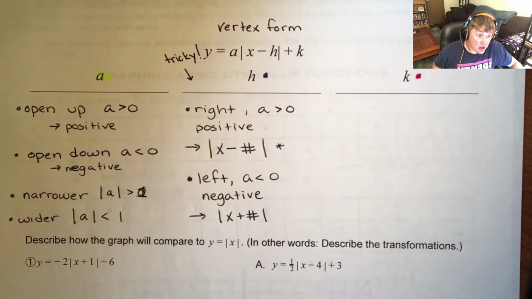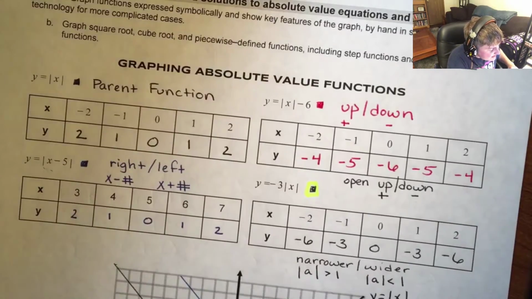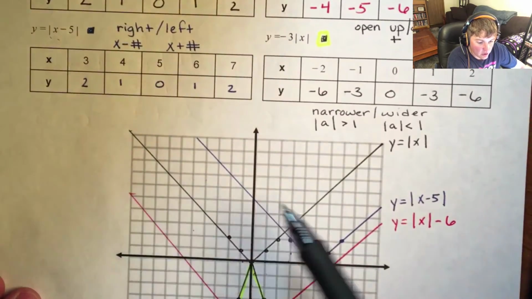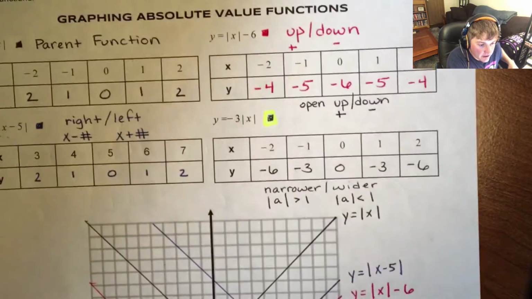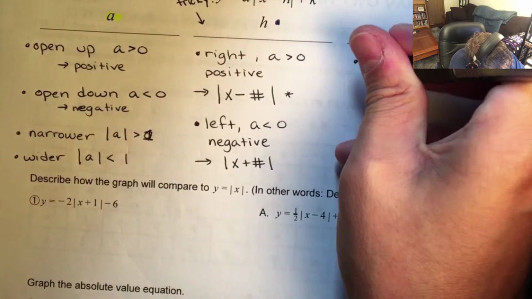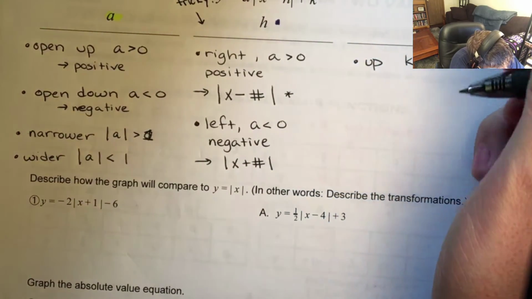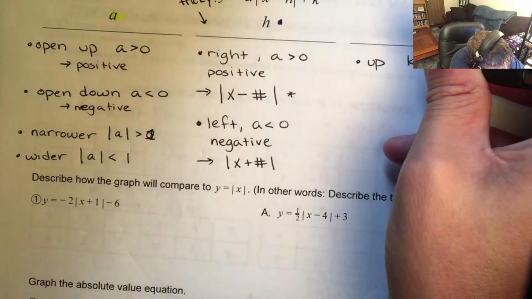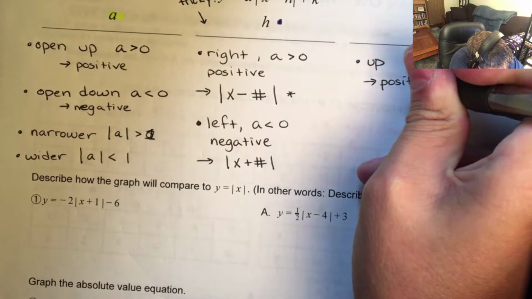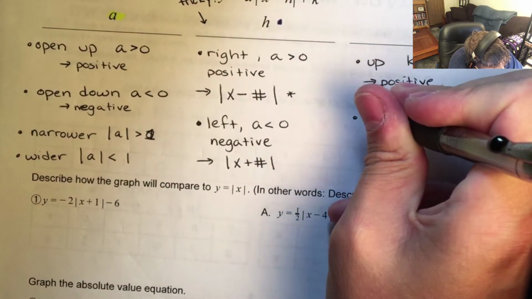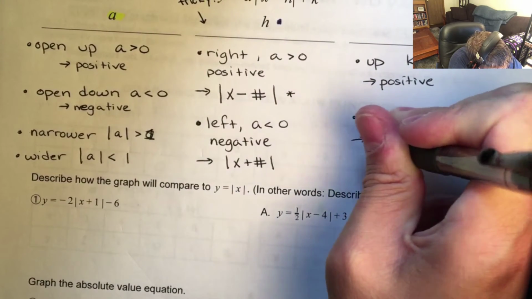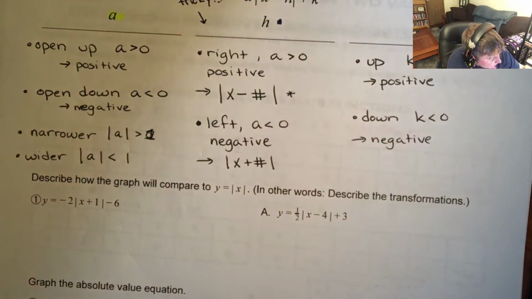And then lastly, we want to talk about k. K was our red one. So when I looked at this, we said it moves it up and down. When this was minus 6, it shifted our whole graph down 6 units. Okay, so this one is very, very straightforward. It is going to move it up when my k value is greater than 0, meaning that it's positive. And then it's going to move it down when my k value is less than 0, meaning it's negative.